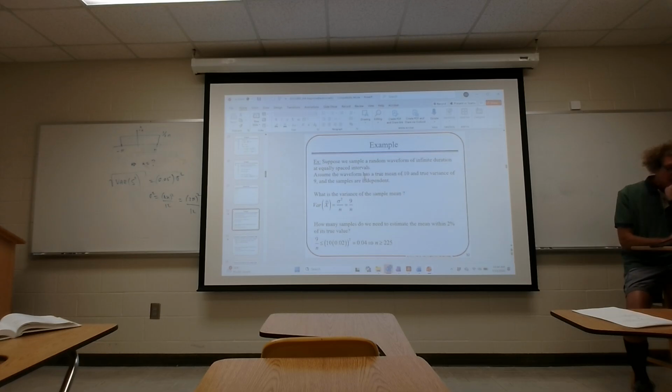So he states something. Assume a waveform is being sampled. It's a random waveform with a true mean of 10 and a true variance of 9. Well, if you know that, the obvious question is, why are we even sampling? We've got the information. But we're going to work backwards. Once we get, and you're going to see this in a bit, we want to see how confident we're going to be in certain events.